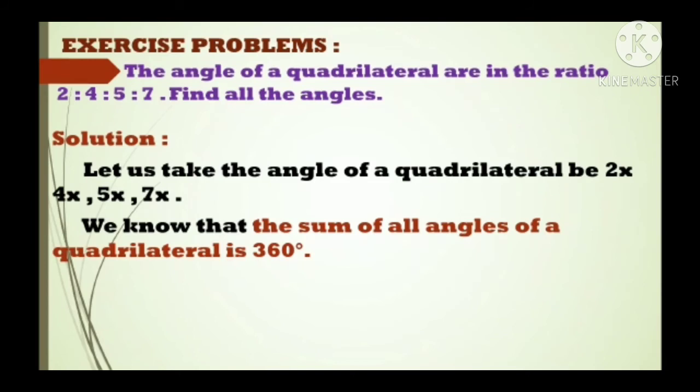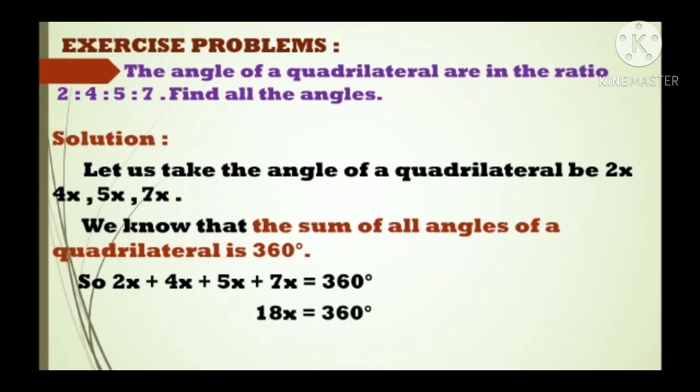Yes. The sum of all angles of the quadrilateral is 360 degrees. So here 2x plus 4x plus 5x plus 7x equal to 360 degrees. That is sum of all angles equal to 360 degrees. Okay. Then they are like terms. So we are adding all the terms. We got 18x equal to 360 degrees. So x equal to 20 degrees. Okay guys. So we have found the value of x. Then we have to find the value of the other angles.